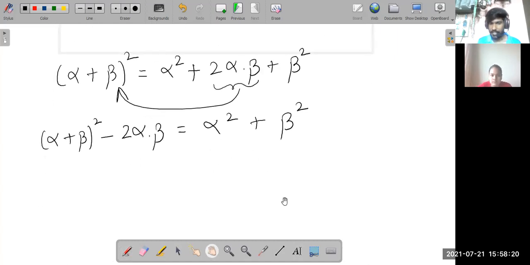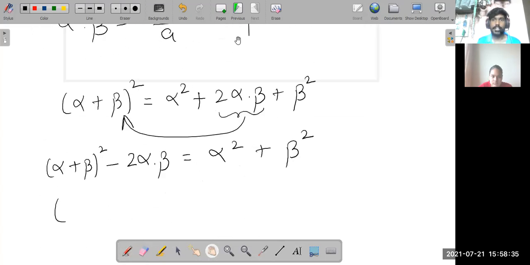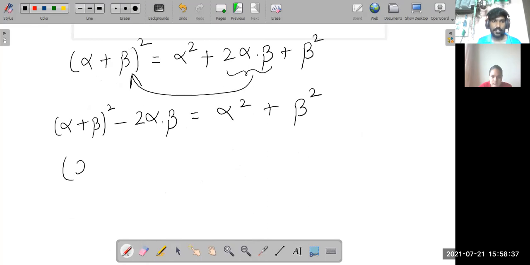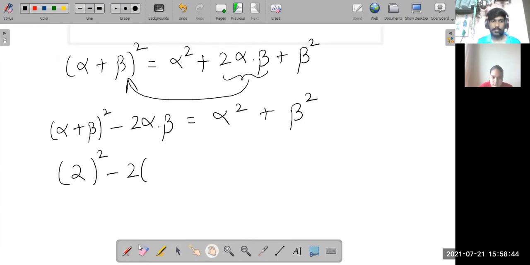So now you see your right hand side. Right hand side is alpha square plus beta square, and left, which we have to find out. And left hand side values we can just substitute and find out. So alpha plus beta, what we got the value, right? What is alpha plus beta? 2. So substitute this as 2 whole bracket square minus 2 into alpha into beta, which is minus 7, is equal to alpha square plus beta square.